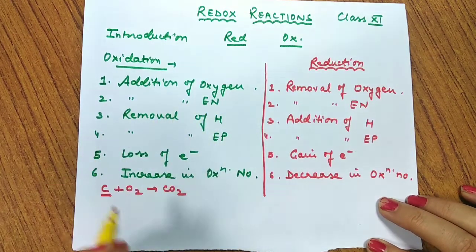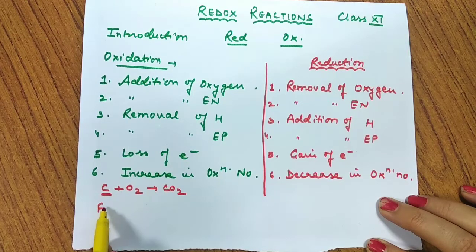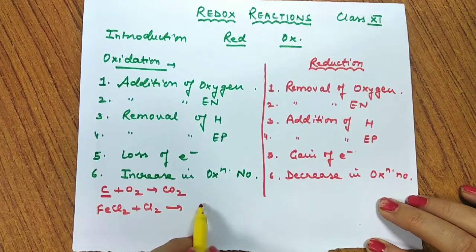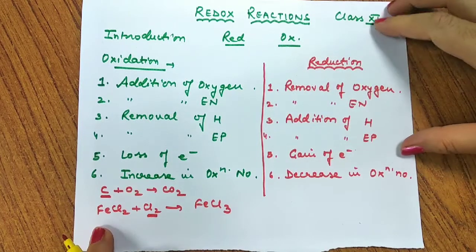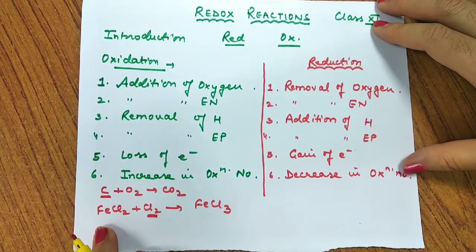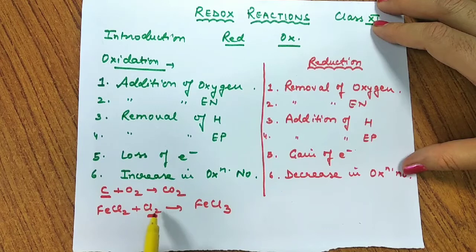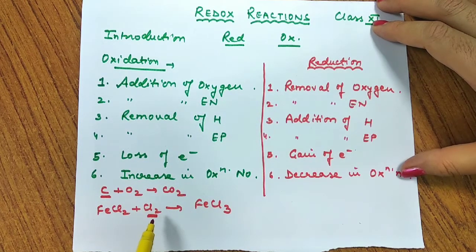Then second is addition of electronegative element. Suppose I have Fe and I add Cl to it. It becomes FeCl3. So there is addition of an electronegative element to iron, and thus iron undergoes oxidation. The electronegative element is chlorine. So in the first case we saw addition of oxygen causes oxidation, and in the second case addition of an electronegative element causes oxidation.